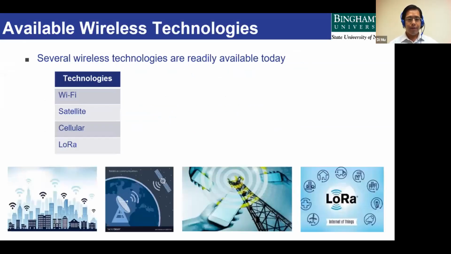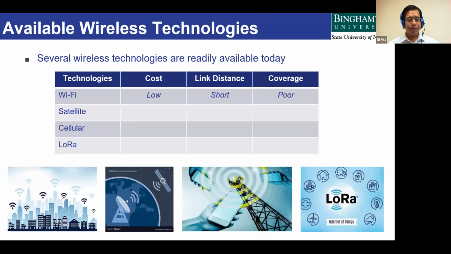Today, there are several wireless technologies readily available for us to build the data collection system, such as Wi-Fi, satellite communication, cellular network, and LoRa. We first consider Wi-Fi. The cost will be low if we could leverage our campus Wi-Fi infrastructure to build the system. However, Wi-Fi provides short link distance. We identified many Wi-Fi dead spots along the bus route.